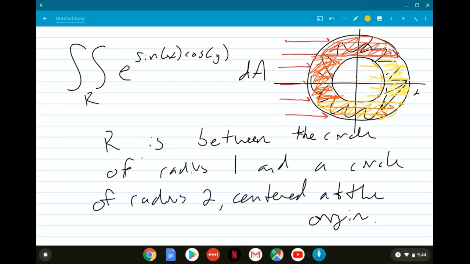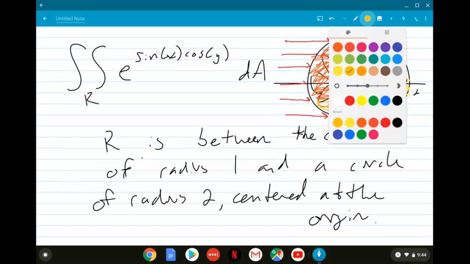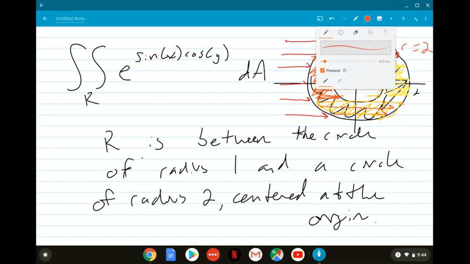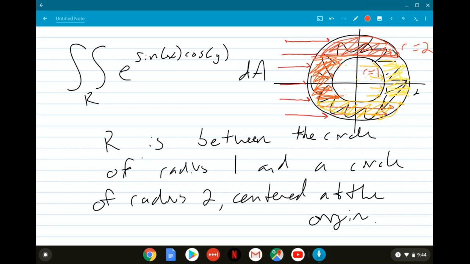And so this is where polar coordinates comes in and saves the day. Because this inner circle in polar coordinates is just the simple equation r equals 1, and the outer one is r equals 2. That's what those circles are in polar coordinates. And when you're trying to figure out what the polar bounds are entering and exiting, you don't move parallel to the x-axis or move parallel to the y-axis. You move parallel to the polar axis, which is a radial move.